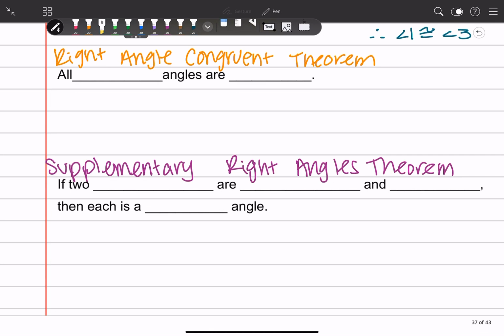All right, next up, we've got the right angle congruent theorem. Now this one, you're going to be like, why did I even have to waste my paper on this? Again, all right angles are congruent. Well, yeah, think about it, right? Say you have angle 1 and angle 2, and they are both right angles.